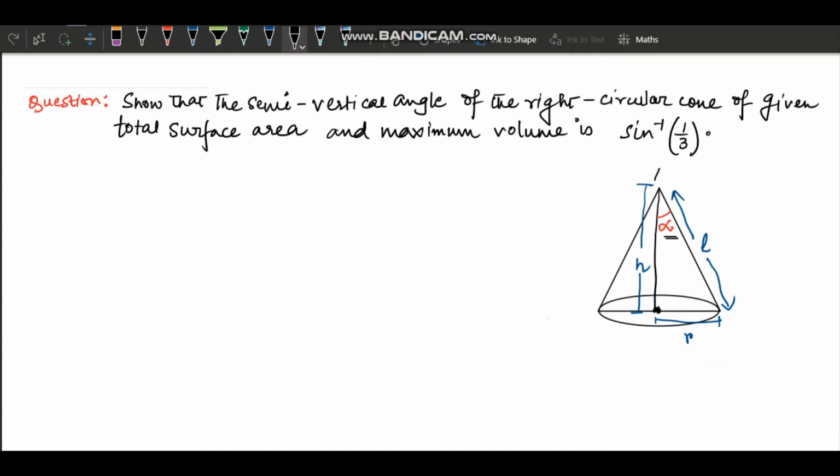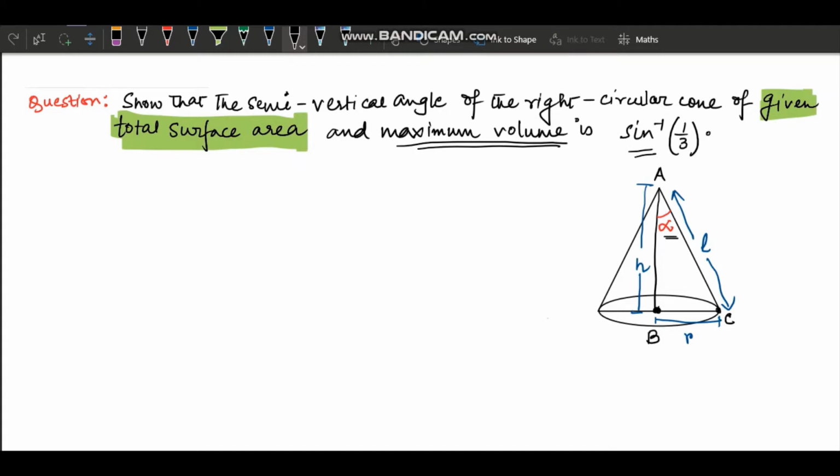angle. Let us denote the axis by AB and say BC is the radius of the base of the cone. You are given the total surface area of the cone. That means this is the quantity which is fixed. It is not changing. And you have to show that you will get maximum volume of the cone only when the value of alpha is given by sine inverse 1 by 3.